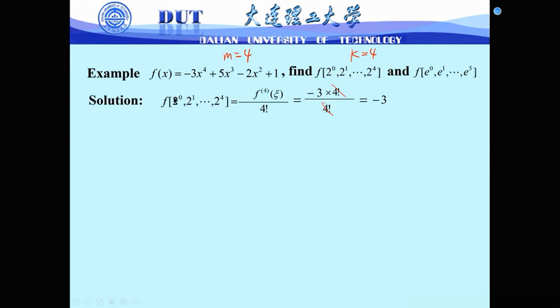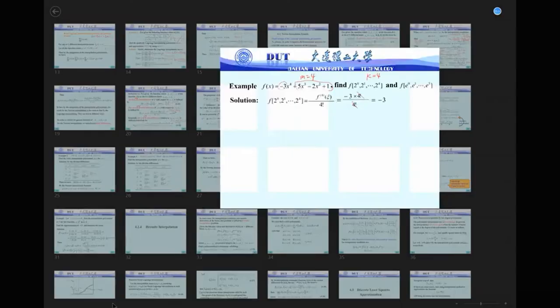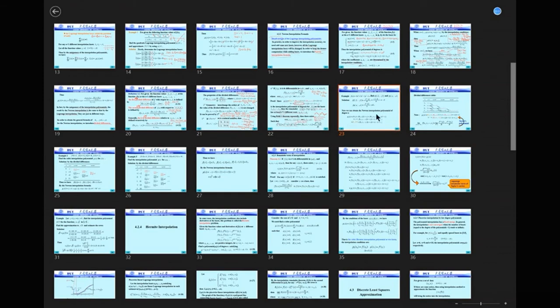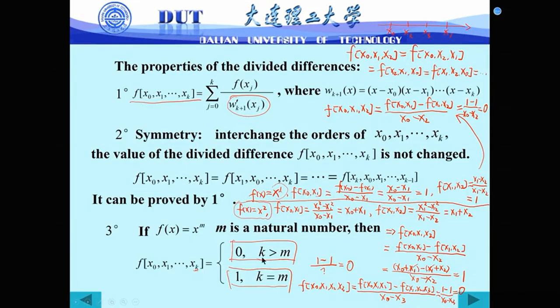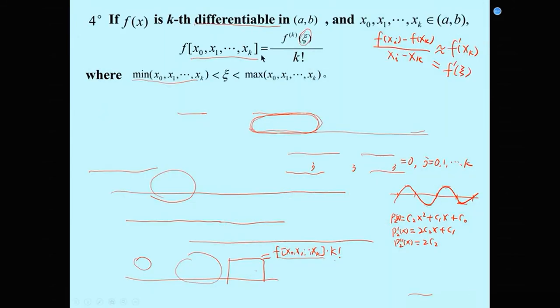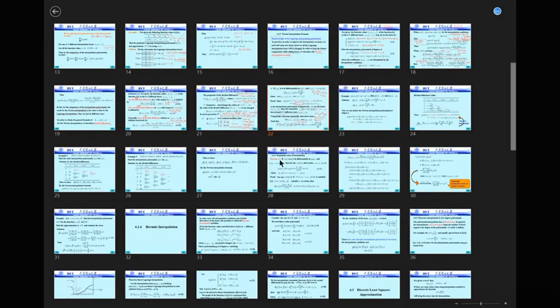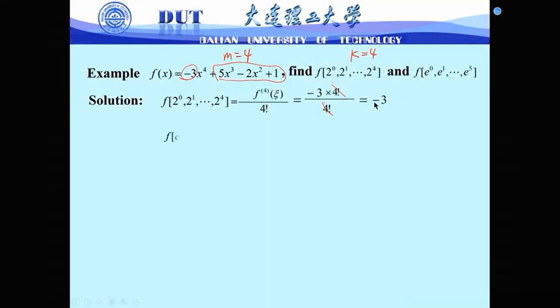It's okay? Actually, that means, because the highest order term is x to the 4th, the coefficient is minus 3. And for the lower order terms, the divided differences are zeros. So for this term, the divided difference is 1, multiplied by the coefficient. It's okay? So you can use this property, and also you can use this property. So there are different ways to obtain the result.